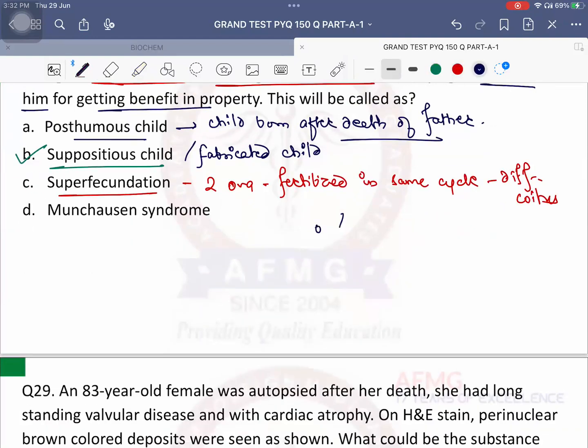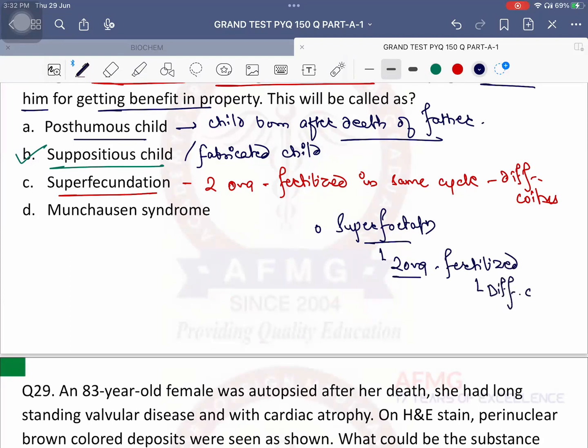What is superfetation on the other hand? Superfetation is also when the two ovaries are fertilized, but in the same cycle or different cycle, buddy? In the different cycle, and obviously with different acts of coitus. ठीक है? तो याद रख लो, अगर दो ovas fertilize हो रहे हैं same cycle में with two different acts of sex or coitus, that is known as superfecundation. If two ovaries are getting fertilized in two different cycles, one in first month, next in second month usually, ठीक है? With definitely two different acts of sex or coitus, that is what is called as superfetation.